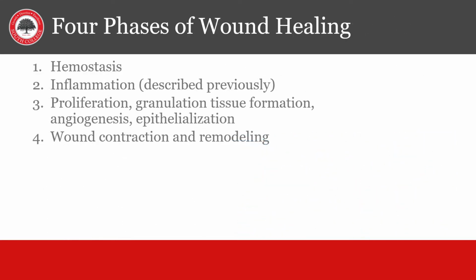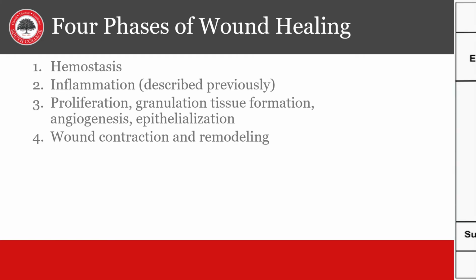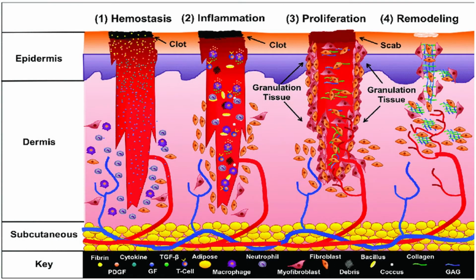Here are the 4 stages of wound healing: hemostasis, inflammation, proliferation and granulation, and lastly, wound contraction and remodeling. When a wound happens, it usually bleeds, and the bleeding will persist until a clot is formed. This is the hemostasis phase and the first phase of wound healing. Then after clot formation, inflammation begins. We already covered this in great detail.